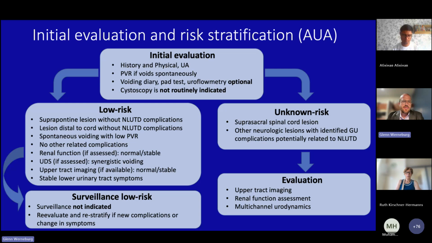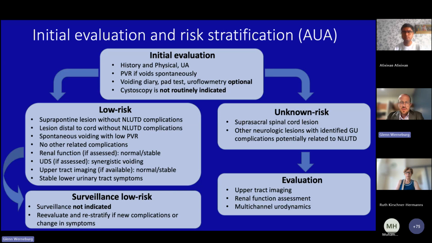And you want to make sure they have no other related complications. And if their renal function has been assessed, that it's stable. And if their urodynamic study has been performed, that they're synergistically voiding. And if they have any upper tract imaging, it's normal or stable.